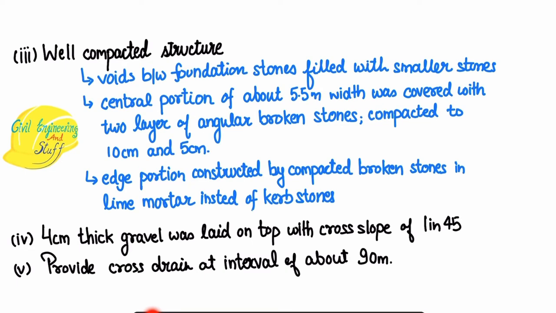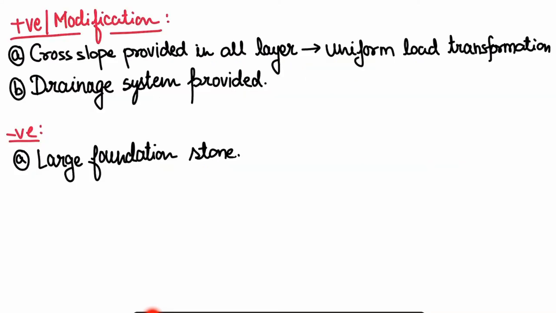The previous method used curb stone. Here, instead of curb stone, the edge portion was constructed by compacted broken stone in lime mortar. And 4 centimeter thick gravel was laid on the top with the cross slope of 1 in 45, and the provision of drainage was provided here, so this was a continuation of the advantage of the previous method.